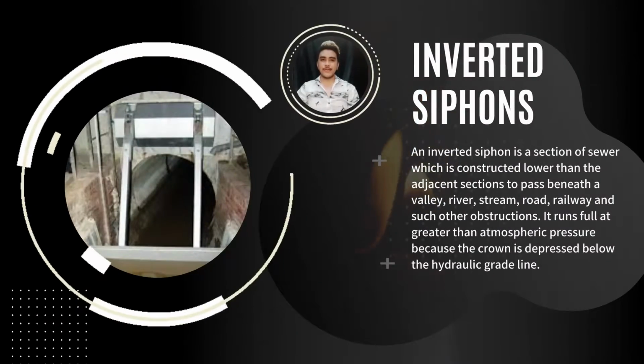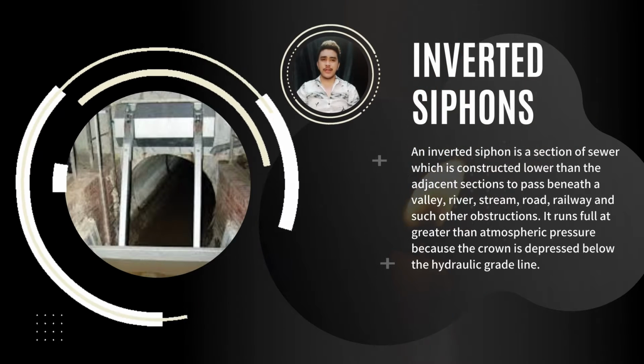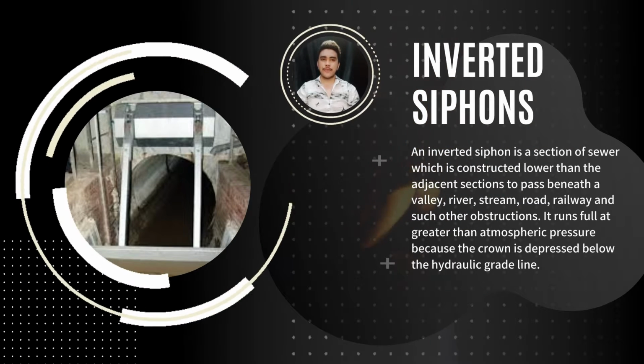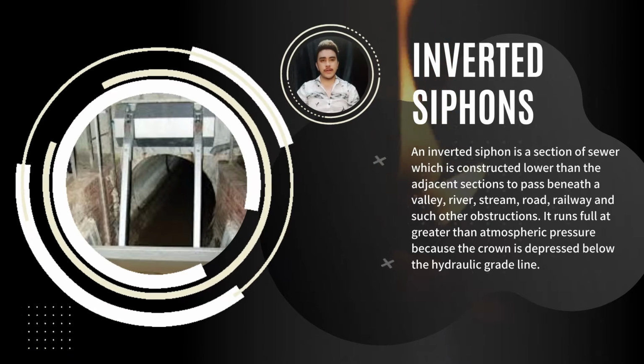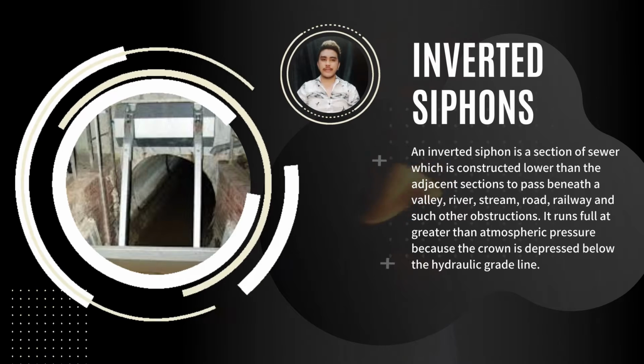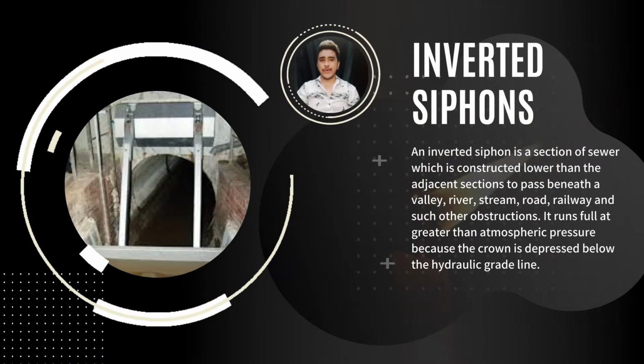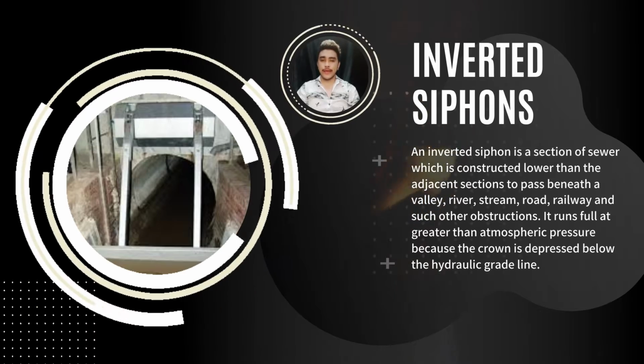Inverted siphons. An inverted siphon is a section of sewer which is constructed lower than the adjacent section to pass beneath a valley, river, stream, road, railway, and such other obstructions. It runs full at greater than atmospheric pressure because the ground is depressed below the hydraulic grade line.